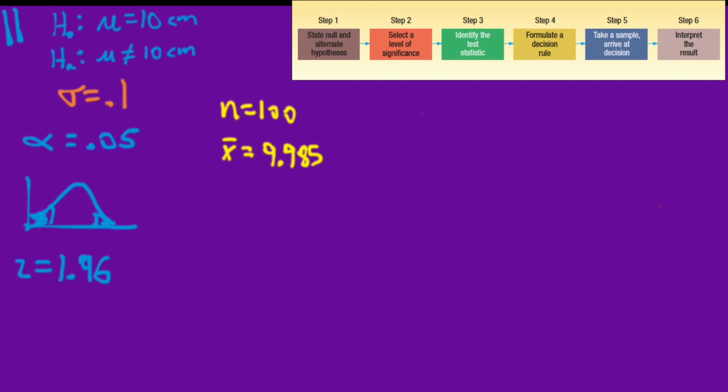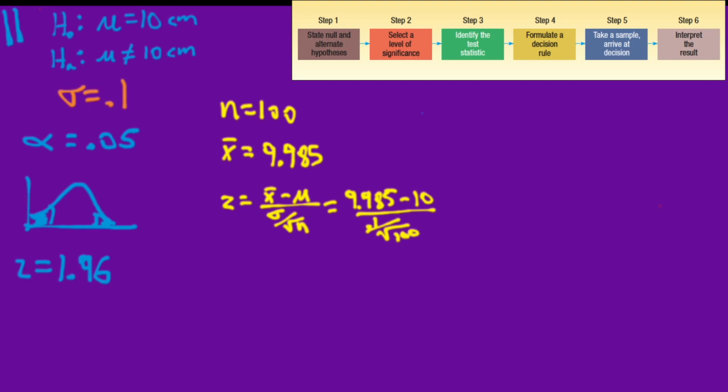Because we've done all this work in steps 1 through 4, step 5 does not involve a whole lot of effort. We simply are going to calculate the z-score that we find in this sample. So z, remember, is x bar minus mu, and then we have sigma over the square root of n. So let's plug in those values. We just found 9.985. We're going to compare that to 10. We have a standard deviation of 0.1, and the sample size, what did we say, 100.